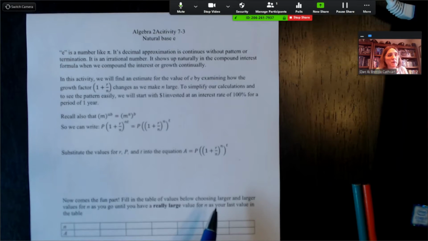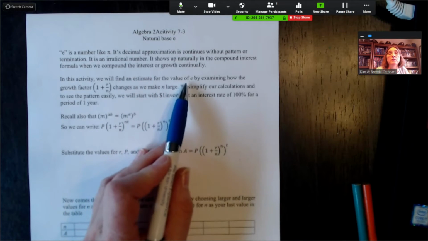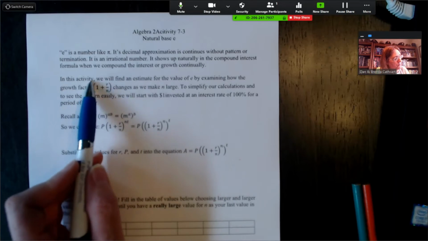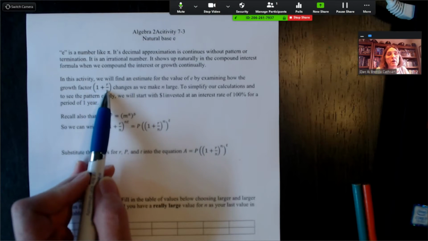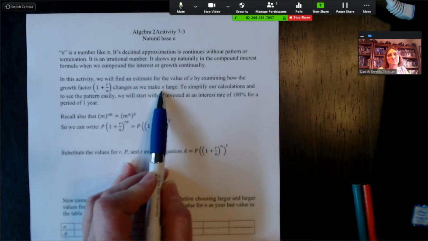The interesting thing about e is that it shows up naturally in our compound interest formula when we compound the interest or growth continually. That is, the number of times we compound the interest keeps going more and more and more times. In this activity, we're going to find an estimate for the value of e by examining how the growth factor in our compound interest formula, that is the 1 plus r divided by n, changes as we make n very large.